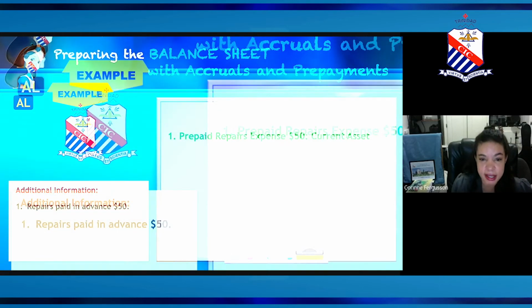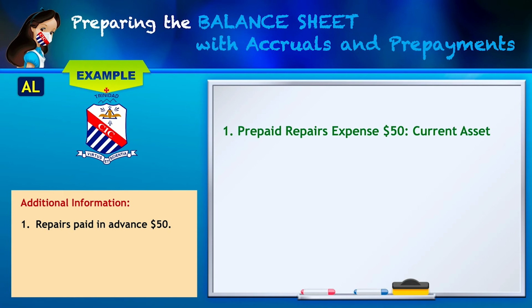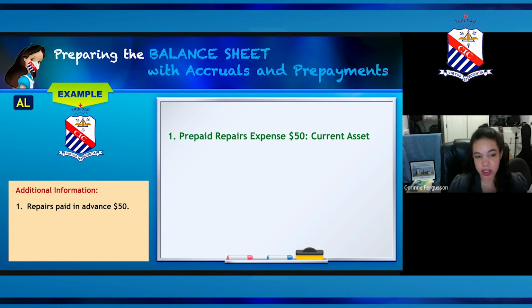And in this case, repairs paid in advance. Repairs would be an expense. Paid in advance would be a prepayment. So therefore, you have a prepaid expense, and specifically we would say prepaid repairs, and your prepaid repairs would be $50 under current assets.